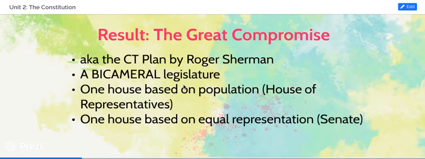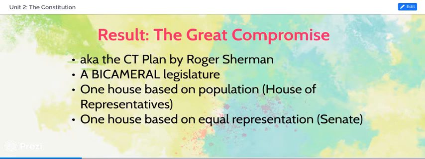So they create a bicameral legislature. And if unicameral means one house, that means bicameral means 2 houses. So instead of just having one group of people to make laws for the entire nation, which at that point was just 13 states, all right, we're going to have 2 groups. We're going to have one squad that makes the big states happy and one squad that makes the small states happy. Done.